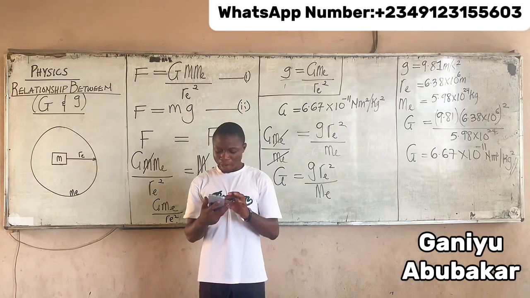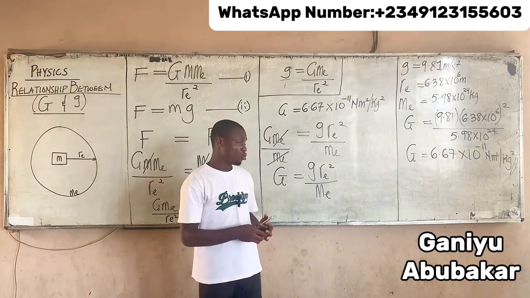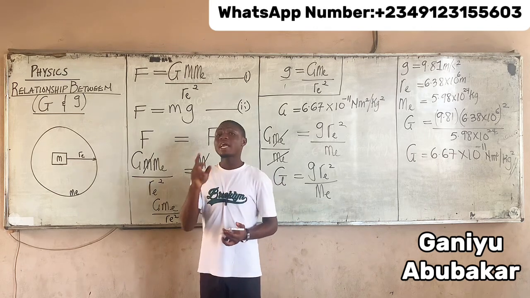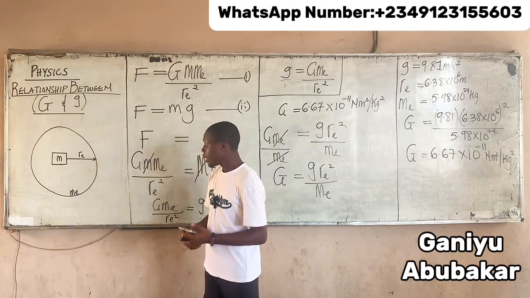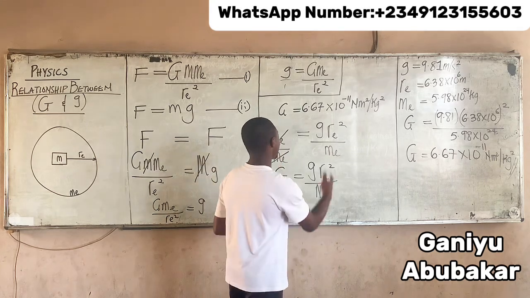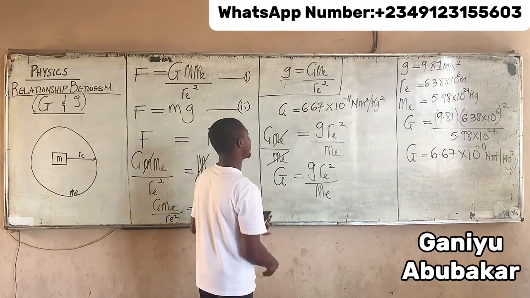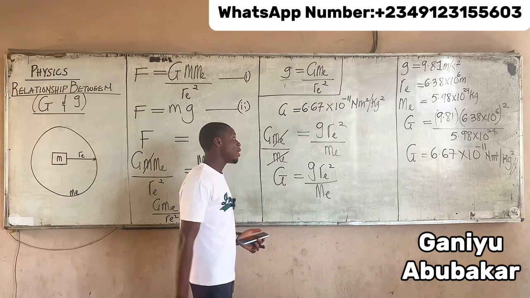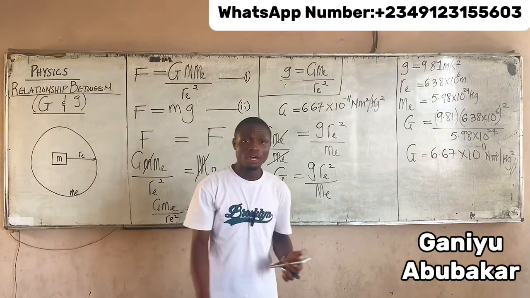So this is how to get the relationship between capital G and small g, and also basically this is how to get the value for capital G, which is 6.67 times 10 to the power minus 11, as you can see.